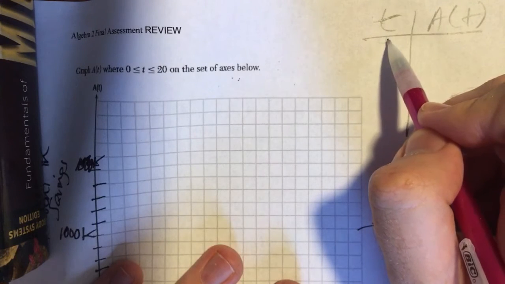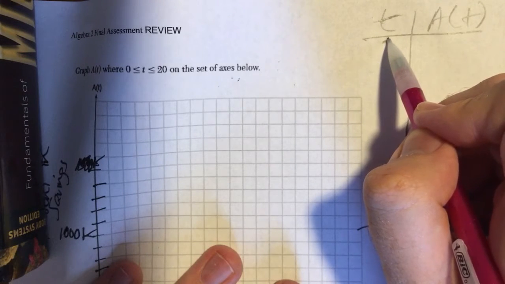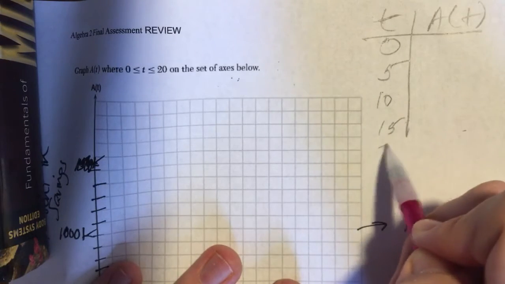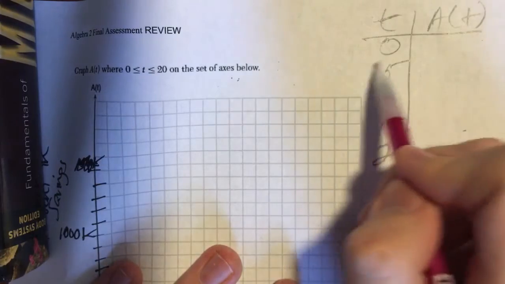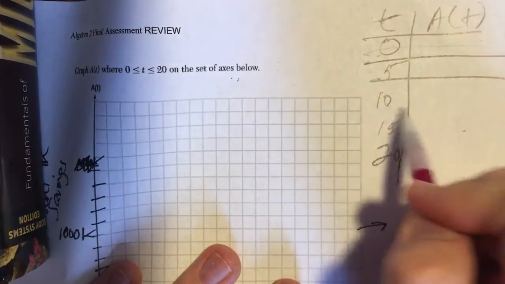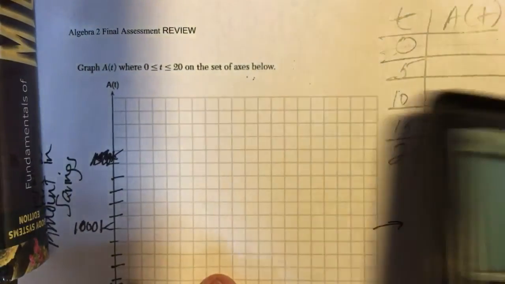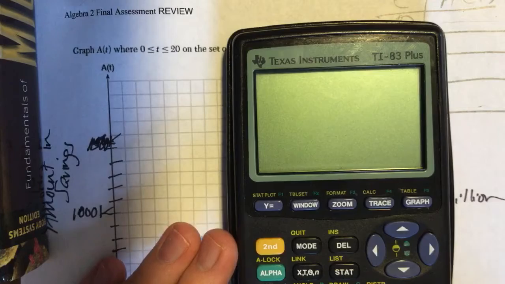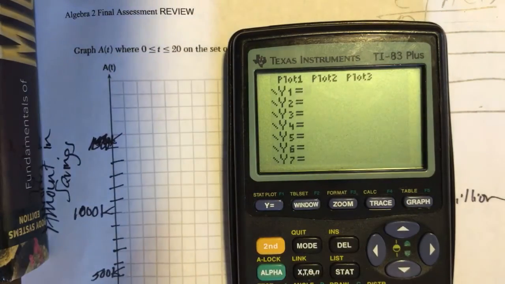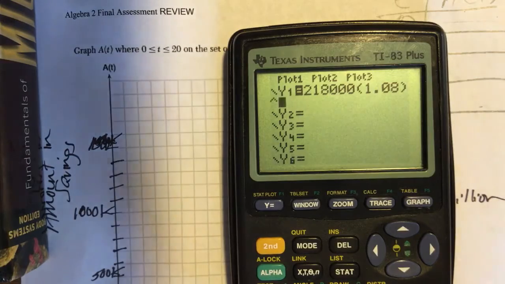We're looking from 0 to 20. The best thing to do would be to count every 5 years. So we want to find out what is A of T when T is 0, when it is 5, when it is 10, when it is 15, and when it is 20 years later. We're going to use our graphing calculator to help us with this. We're going to go to y equals and plug in the equation, which again in this case was 218,000 parentheses 1.08 raised to the x power. We'll use x for the input since there's no t button.